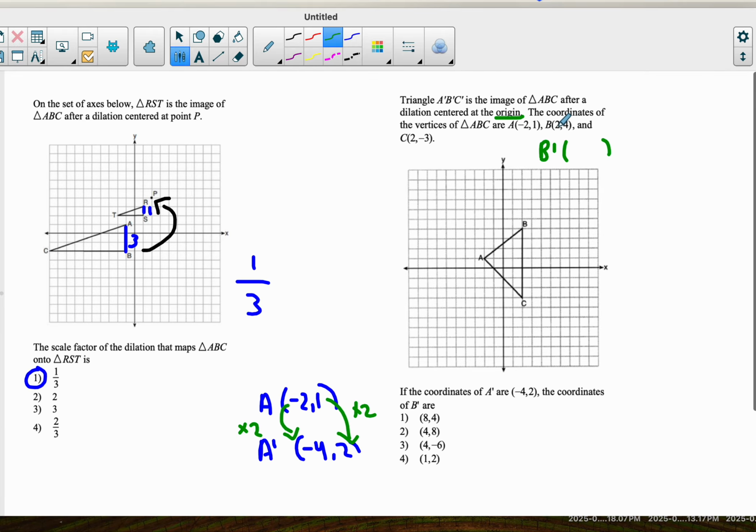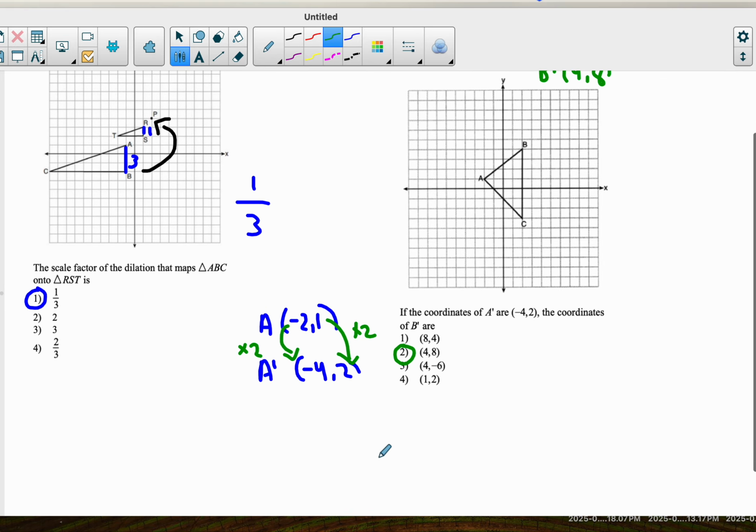So the x coordinate was 2, so 2 times 2 is 4. The y coordinate is 4, so 4 times 2 is 8. So the coordinates of point B prime are 4, 8, which is answer choice number 2.